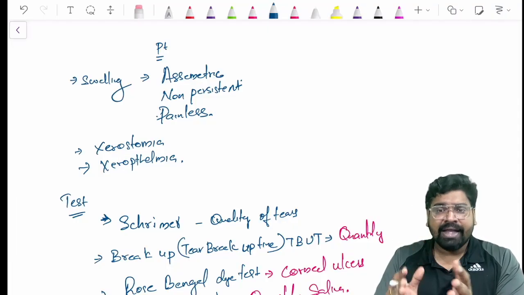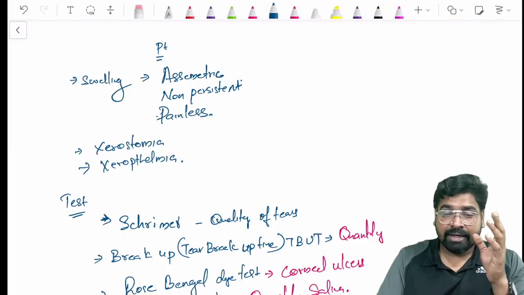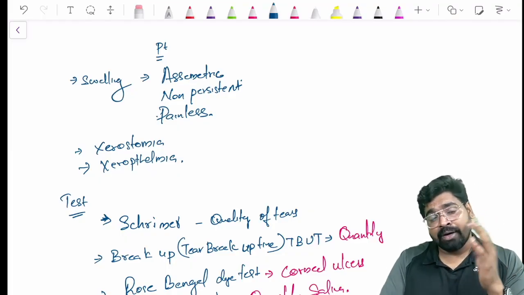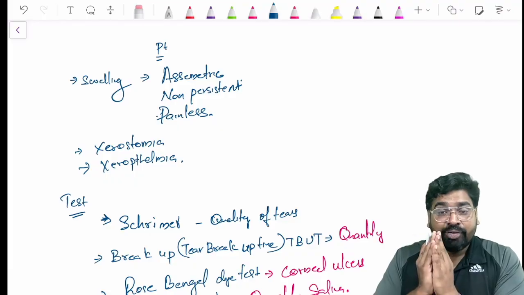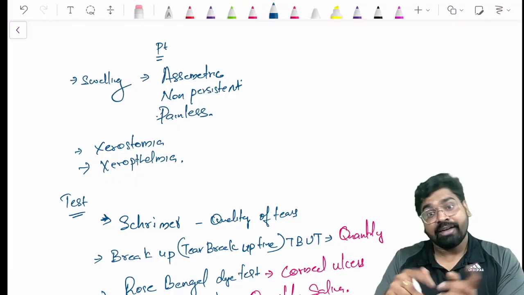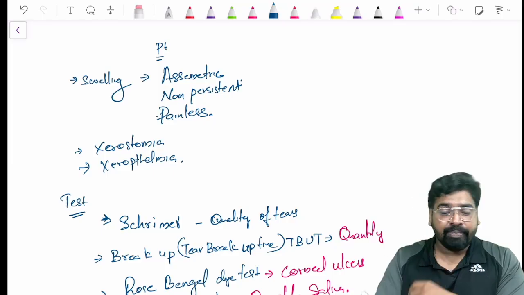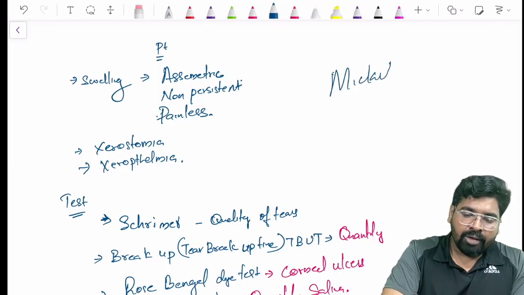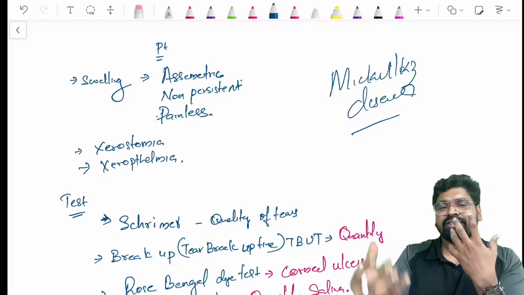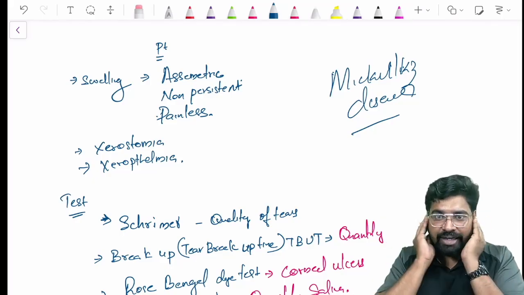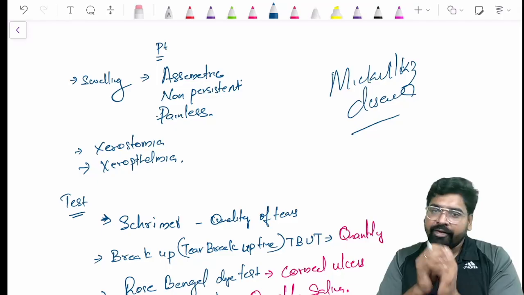So the swelling is asymmetric. Please remember, asymmetric non-persistent swelling. They will give you a clinical clue that the person is coming with a symmetric persistent swelling. Symmetric painless swelling. If the swelling is symmetric and persistent, it is Mikulicz disease. It is another autoimmune disorder. In Mikulicz disease, the swelling is symmetric, both sides will be similar. It will be persistent, once you get it, it is there, and it will be painless.